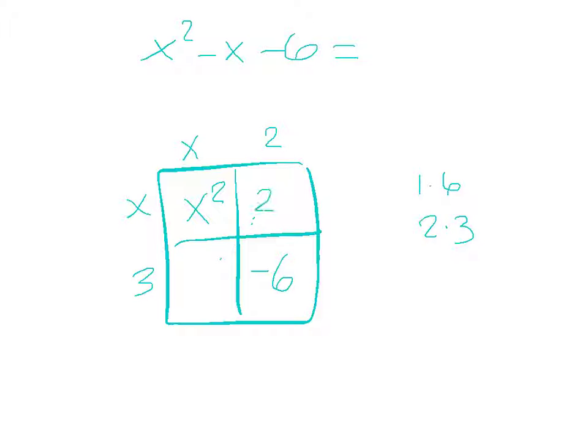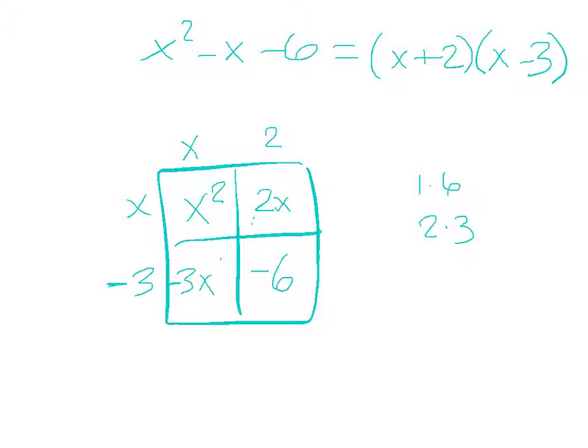If I do that, I get 2x in this box and 3x in this box. Now I want to get a negative x, which means I'm going to need that 3x to be negative. So if 3x is negative, that means my 3 out here is going to be negative. And now it's time to check to make sure everything works. So I have 2x minus 3x is negative x. That works. 2 times negative 3 gives me negative 6. That works too. So we're checking all levels here. So we have x plus 2 as one of the bubbles and x minus 3 as another bubble.